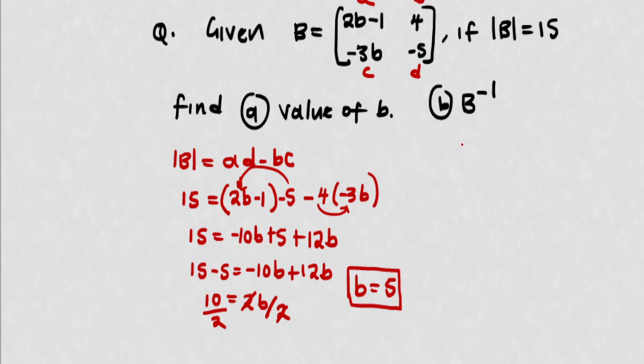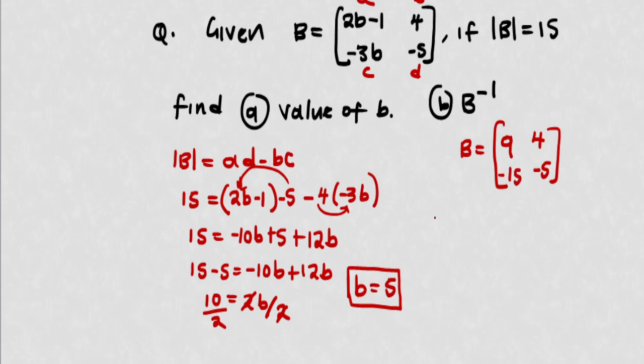We're going to write matrix B with the value of b now. So we're saying b is 5. So this is 2b minus 1. If I put in 5 here, it will be 2 times 5, which is 10. 10 minus 1, that is a 9 here. Then there the 4 will remain 4, and negative 5 will remain negative 5. Then here it will be negative 3b. Negative 3 times 5, we get negative 15.